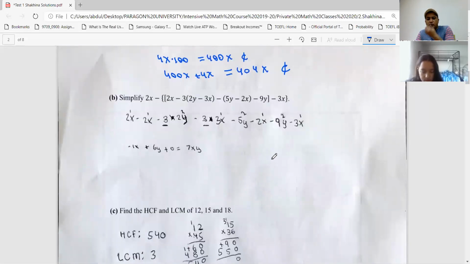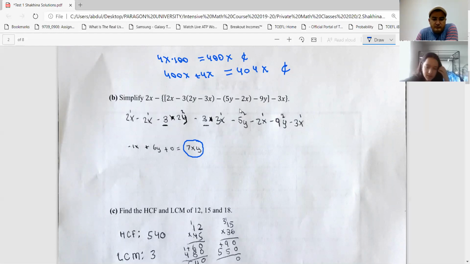Now the second one. As you see, we have a lot of brackets, Shahina. In this case, we should start from the innermost brackets. Your answer is 7xy. Is that your answer? Yes. But how did you get this xy? We don't have any product of x and y here. Here we have negative 1x, and here we have 6y. Is it called 7xy? No, I think I messed up on that.